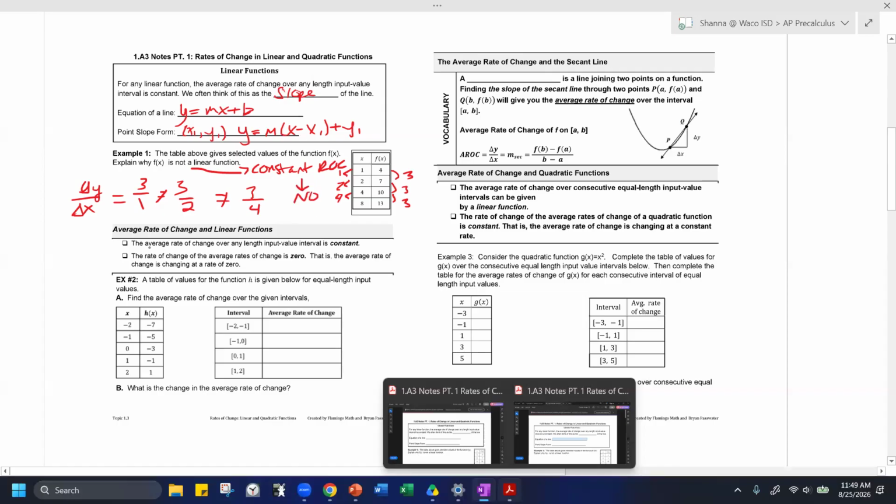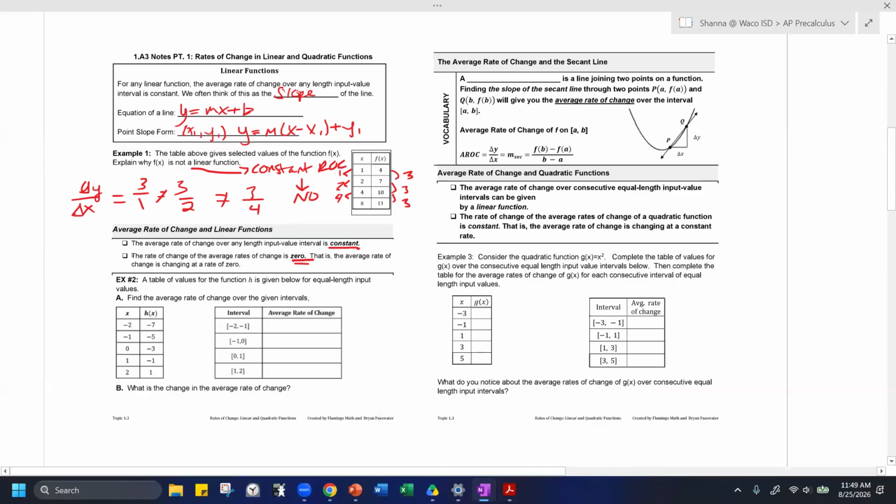Your average rate of change for linear functions has to be constant when it's linear, and the change in your average rate of change has to be 0. That's how you know it's a linear function. Back in Algebra 2, we talked about first difference, second difference, and things like that. Now we're focusing on average rate of change.